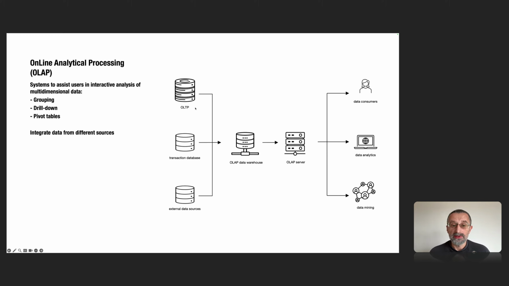We might have an OLTP system, a transaction database, and external data sources. We put them together and generate, in many cases, so-called OLAP cubes, which are pre-computed reports, and then they are served using an OLAP server to the final users. So that speeds up analytical tasks. Okay, so OLTP for transactions, OLAP for analytics.